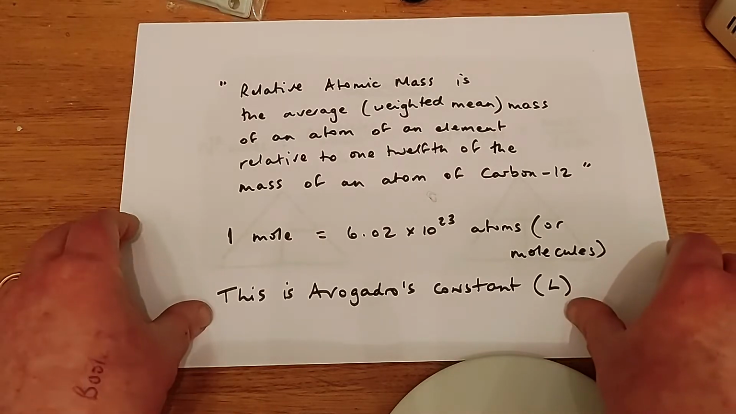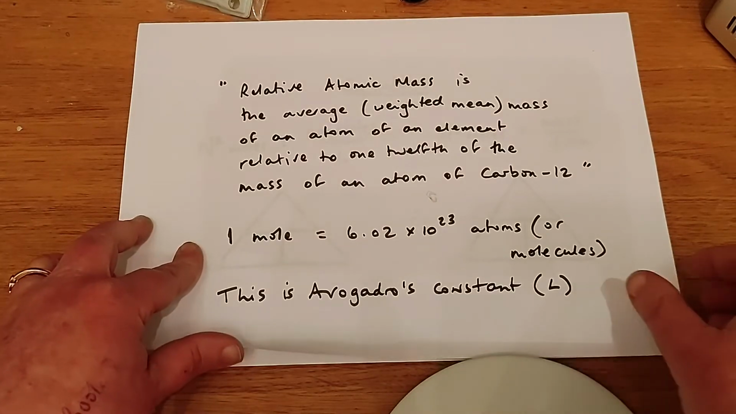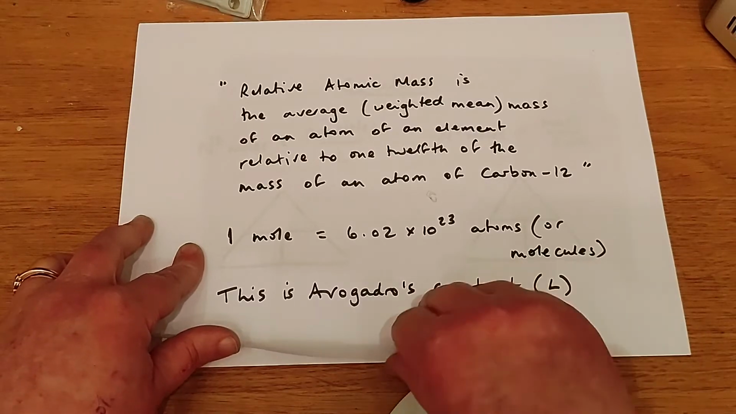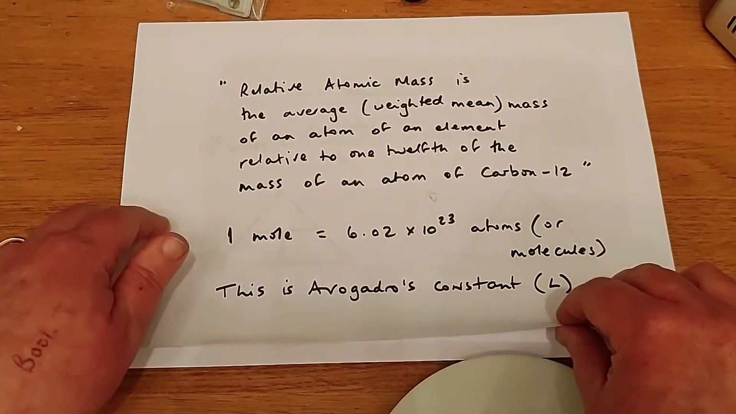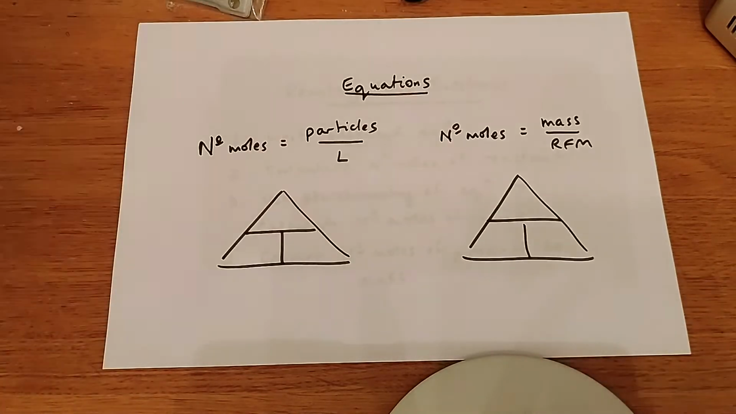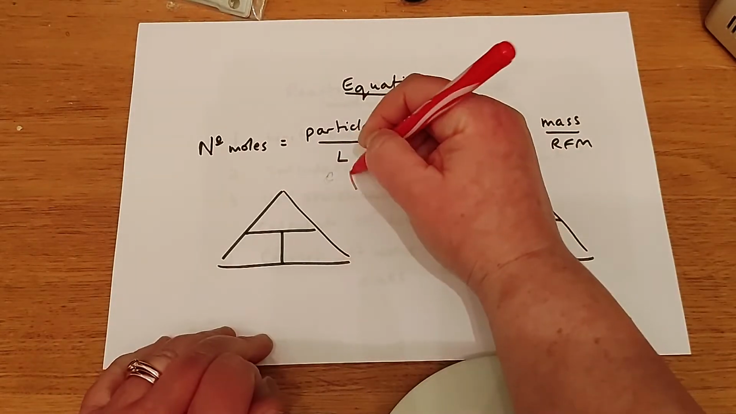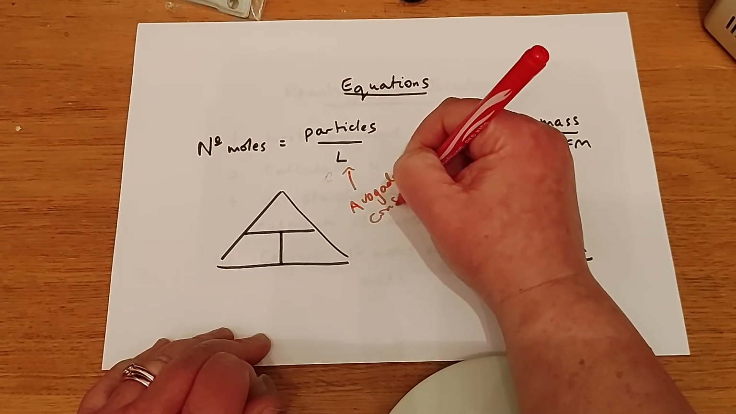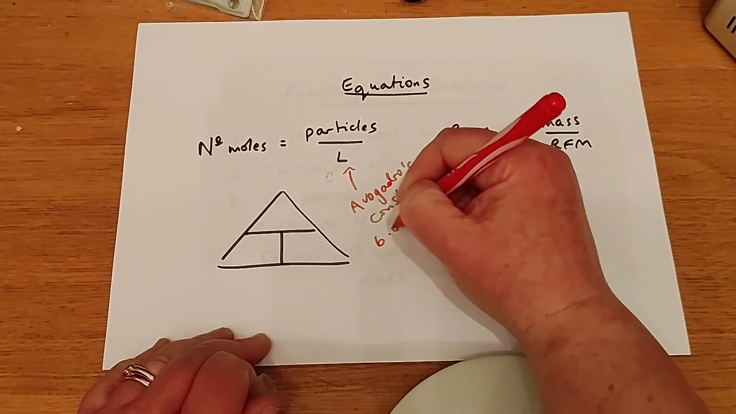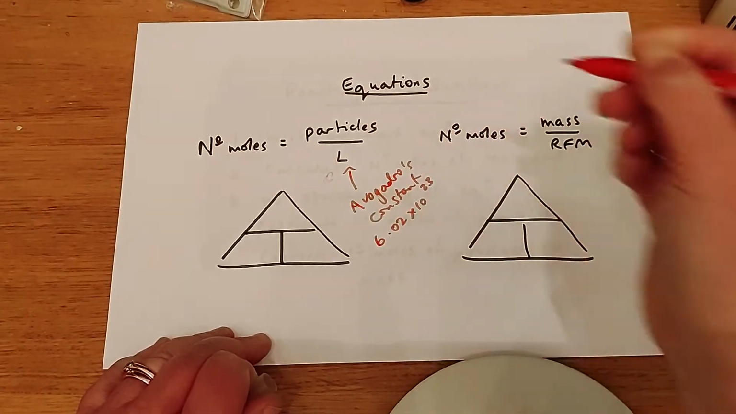So you need to be able to relate the number of moles to the mass and the formula mass, and also the number of particles in a mole and Avogadro's constant. So you need the formula to do that. And the formula that we use is the number of moles is equal to the particles divided by Avogadro's constant, L. And that is 6.02 by 10 to the power of 23.